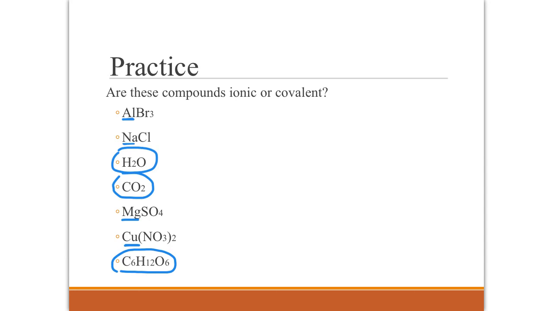So here's the first skill you need in order to move on to naming and writing formulas: being able to look at that formula and find out, is it ionic because there's a metal present, or a covalent compound, because that makes all the difference in how we do the names and how we write the formulas.